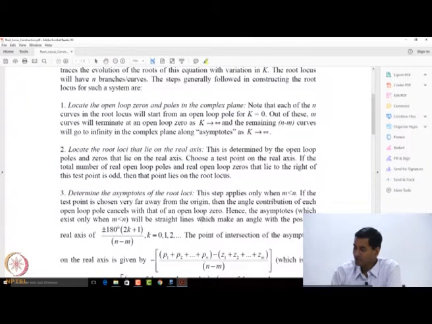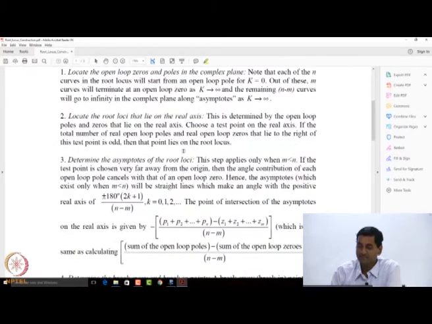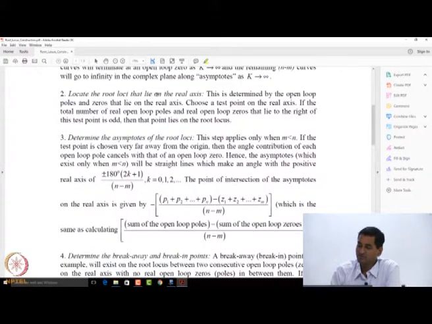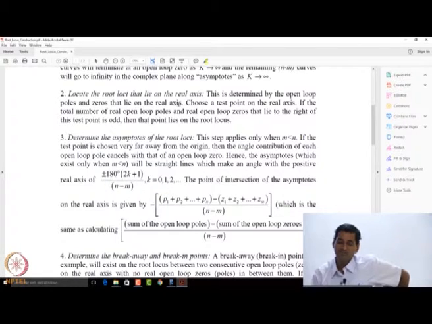So, root locus is all about following these steps, logically, that is all there is to it, right. The second step is to locate the root loci that lie on the real axis. Okay. This is determined by the open loop poles and open loop zeros that lie on the real axis alone. Okay. We will see why. Choose a test point on the real axis. If the total number of real open loop poles and real open loop zeros that lie to the right of this test point is odd, then that point lies on the root locus. Okay. That is the condition.